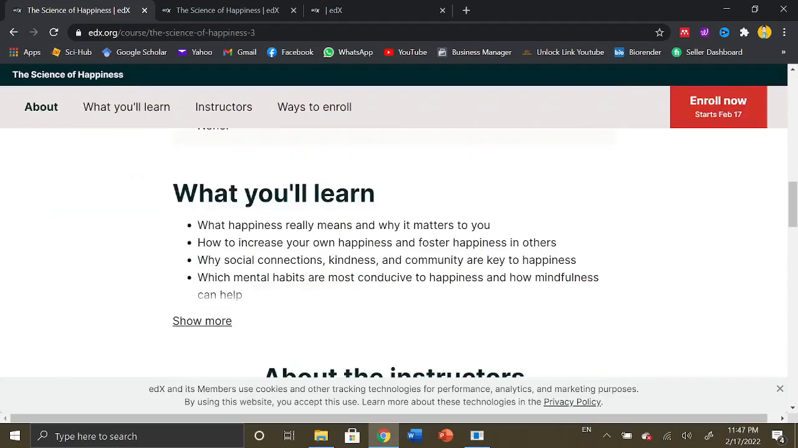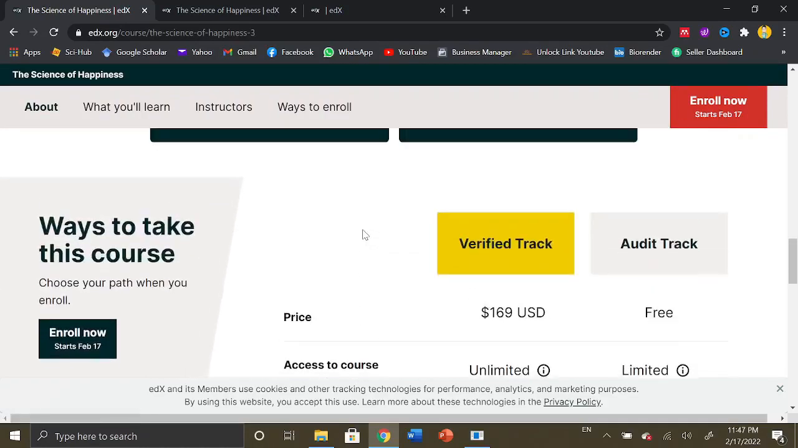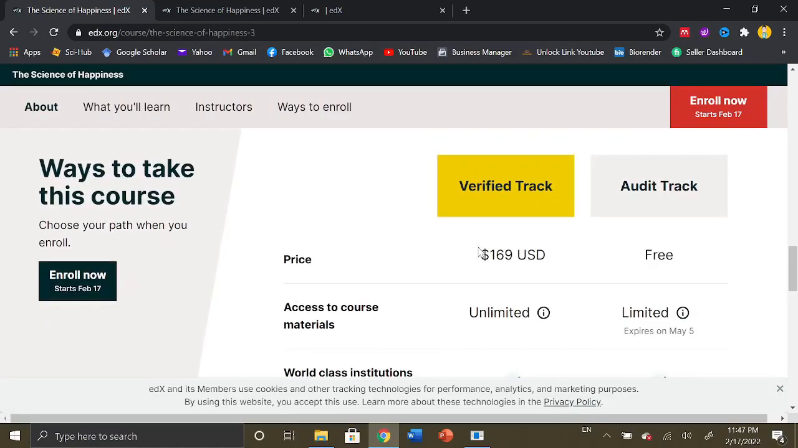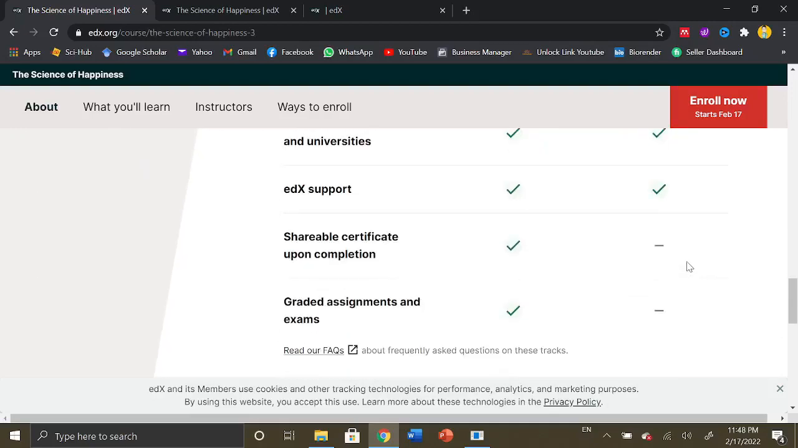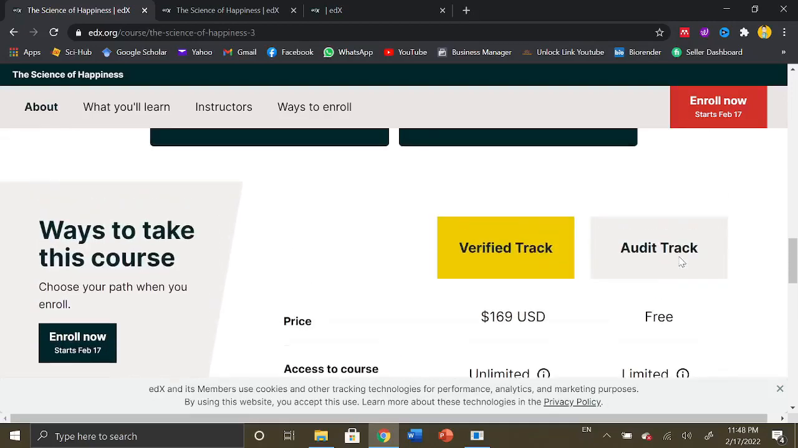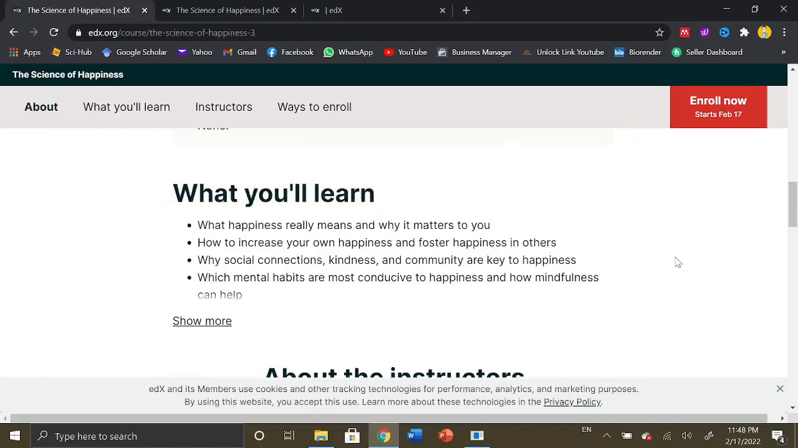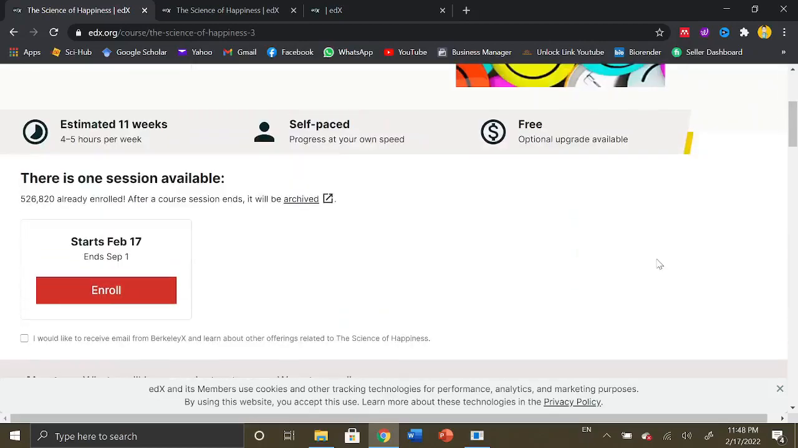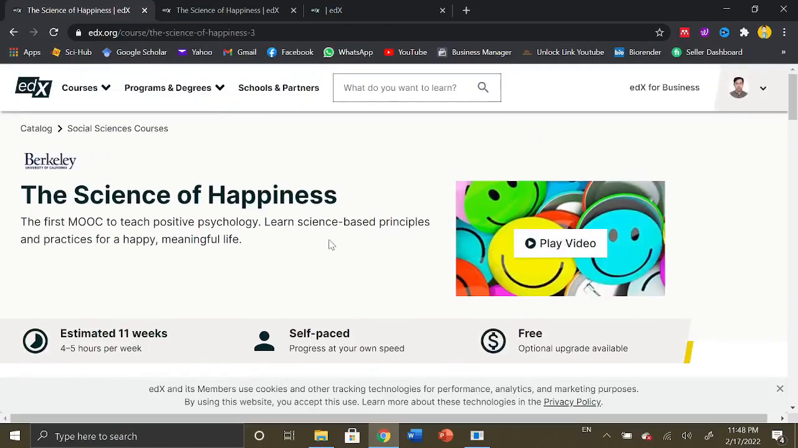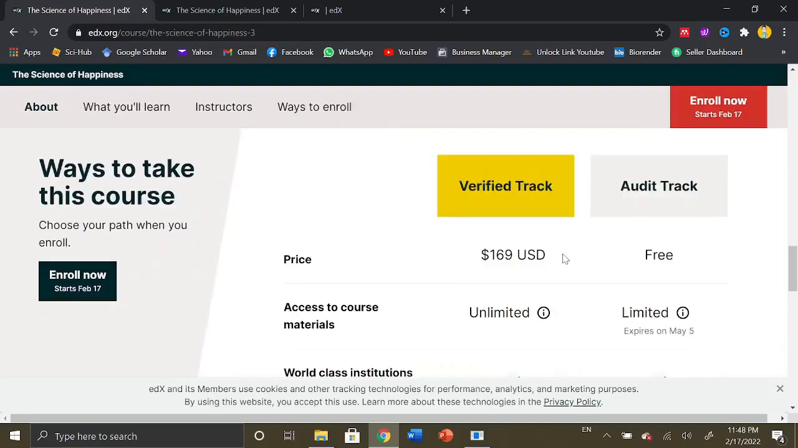So after reading all the details about the course, here we have the details that in order to get a certificate, you need to pay $169, which is a good amount if we convert it into Pakistani rupees or Indian rupees. The audit track is free, but in the audit track, you do not get a certificate. So I will tell you how to get a 90% discount on certifications while enrolling in any course on edX. You just need to enroll in the course while selecting the audit track option, which is the free one, right?